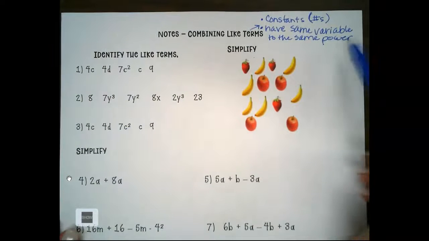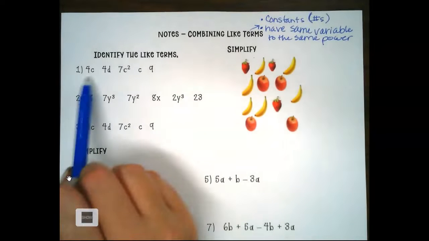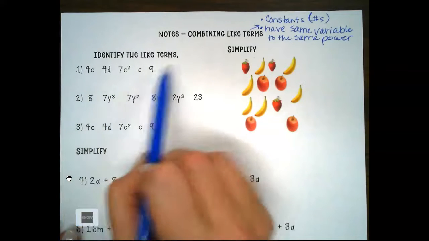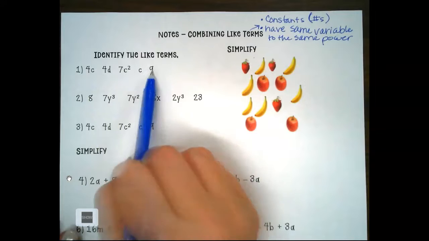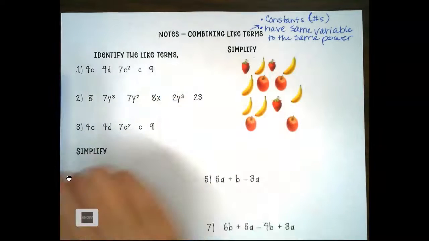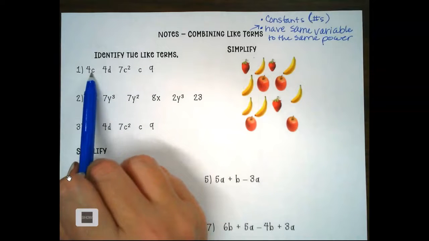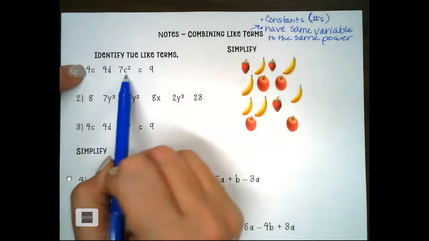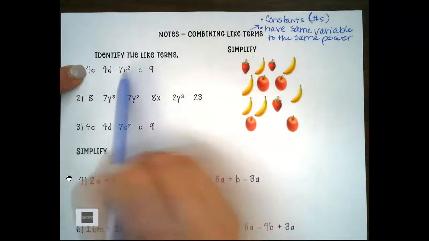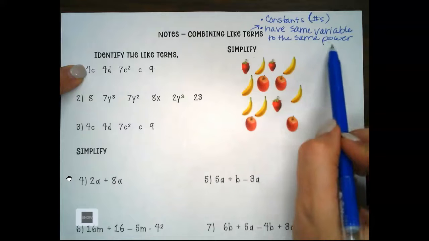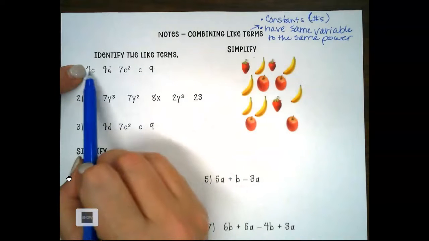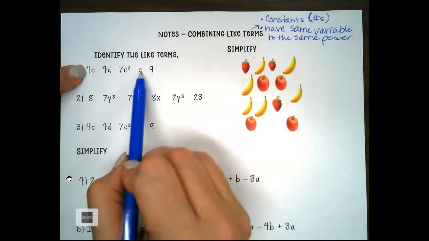We're going to just find the like terms. Okay, so do we have any constants? Only one plain number, so it doesn't have a like term. Okay, now I have some C's here. We have C squared. They have the same variable, but they are not to the same power, so these are not like terms. And then we have a C and a C.